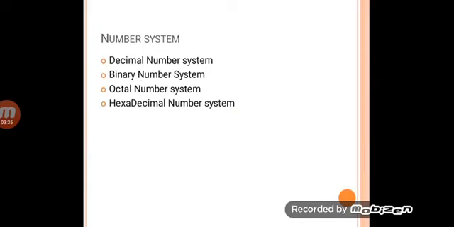Now start the next topic, number system. In early days, when there were no means of counting, people used to count with the help of fingers, stones, pebbles, sticks, etc. This method had many limitations. Time to time, many number systems were introduced. Let us discuss them one by one: decimal number system, binary number system, octal number system, and hexadecimal number system.